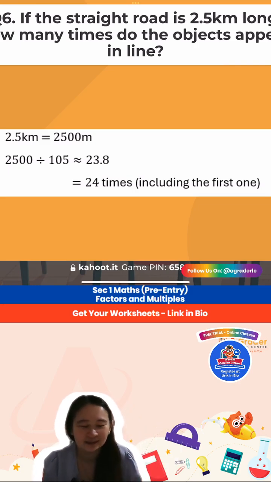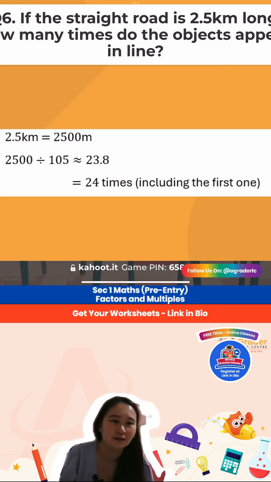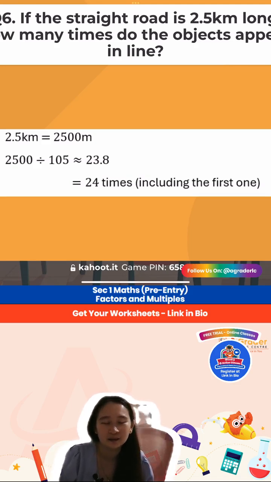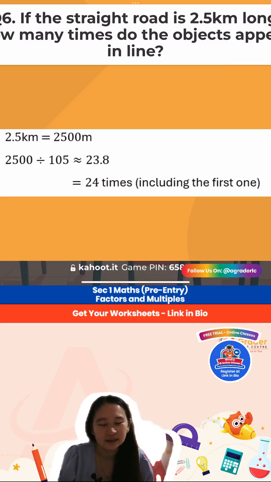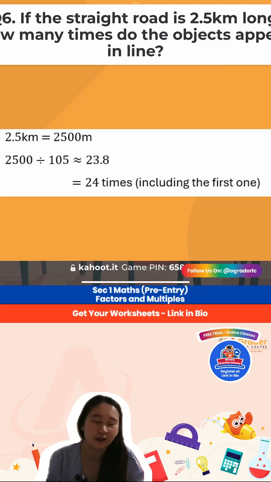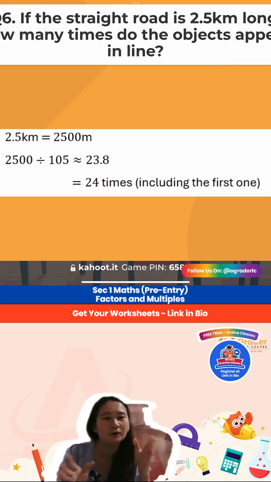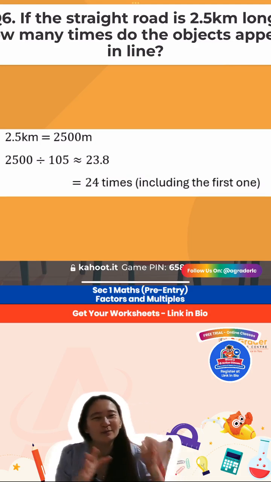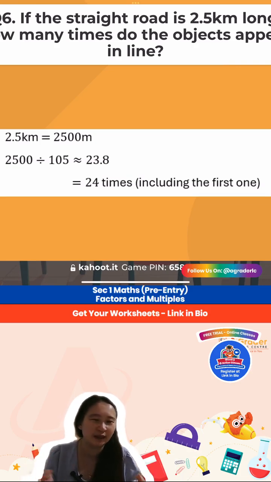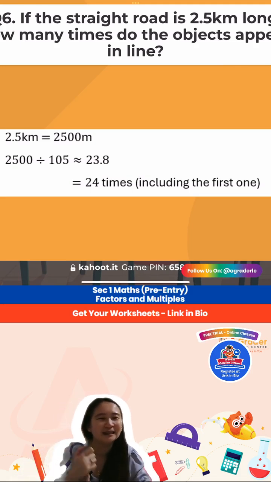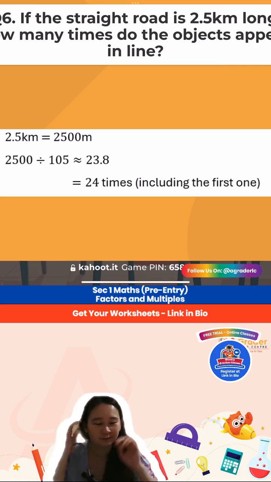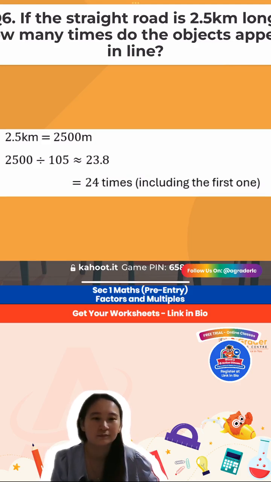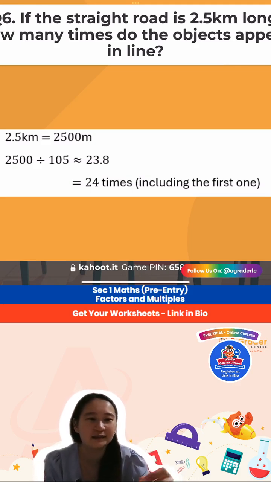Okay? Can? I didn't say round up. I say, okay, when you divide by 105, right, there's 23.8 gaps. Means there's only 23 gaps because after the 24th gap it is over the 2.5 kilometers already. It's not really exactly round up. There's 23 gaps, but you have to include the first one, so you plus 1. That's why it's 24 times. Yes, correct. Can? Can I understand this question?